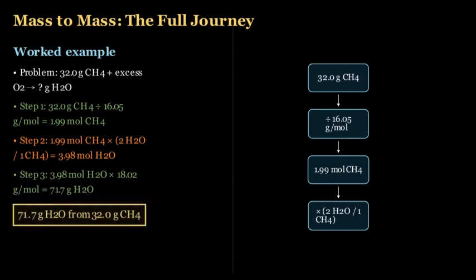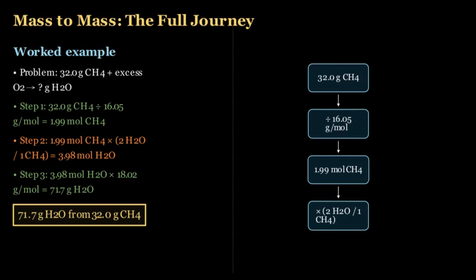The balanced equation says 1 mole of methane makes 2 moles of water, so multiply by 2 to get 3.98 moles of water. Finally, water's molar mass is 18.02 grams per mole, so multiply to get 71.7 grams of water. Units cancel at every step, leaving us with grams.